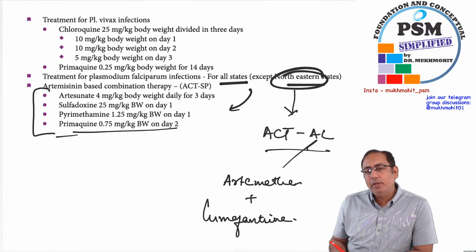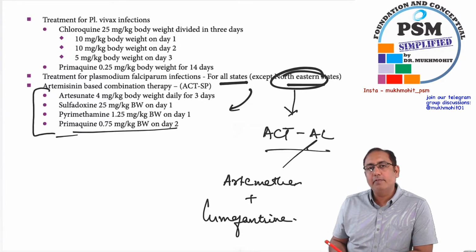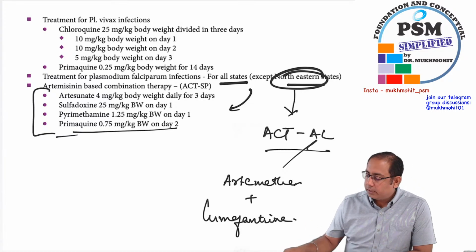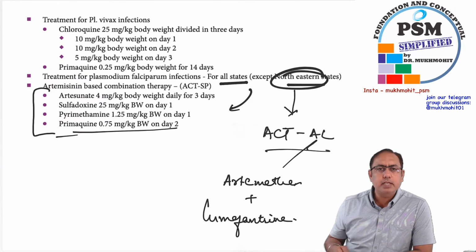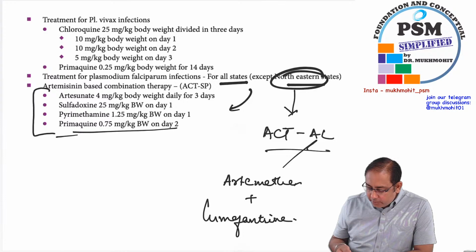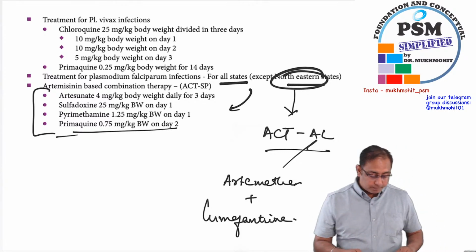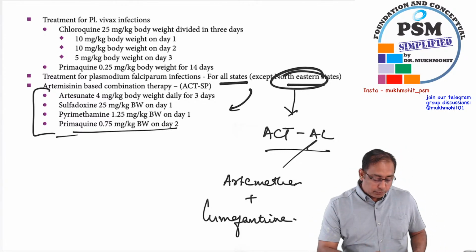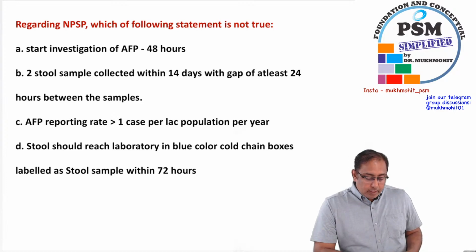Primaquine is given only as a single dose. It does have an effect on the hypnozoite stage, and it has an effect on the Plasmodium falciparum parasites. Primaquine is only given as single dose. It is not given for 14 days. For 14 days, it will have the effect on hypnozoite stage.